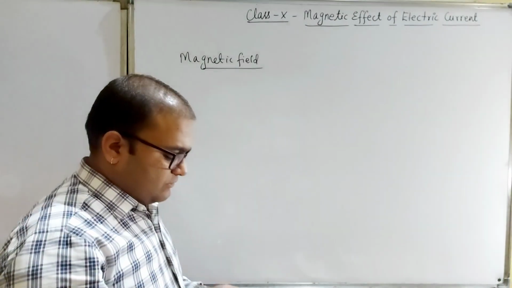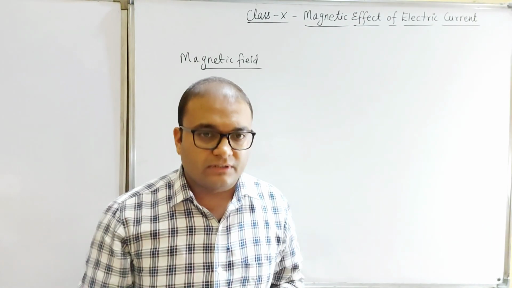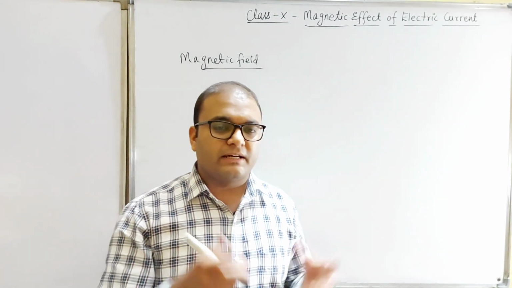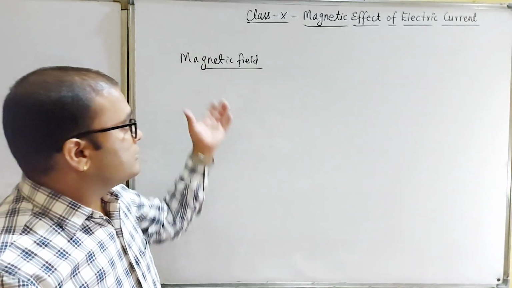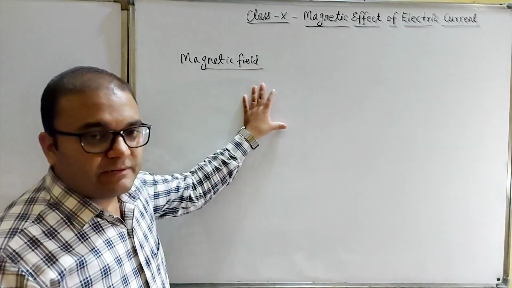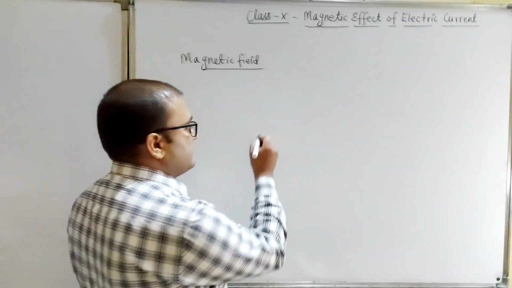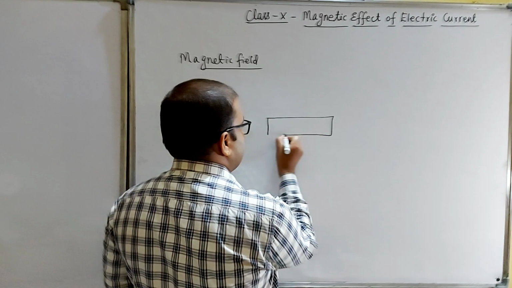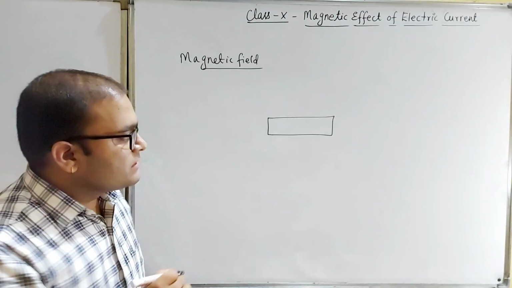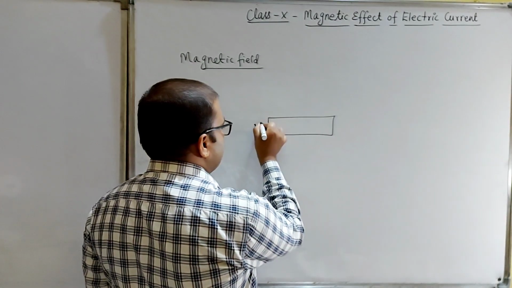Actually we all know about the history of magnetite, the ore of magnet, which is magnetite Fe3O4. We all know about the different types of magnets, for example a bar magnet. So first we will start from the bar magnet.